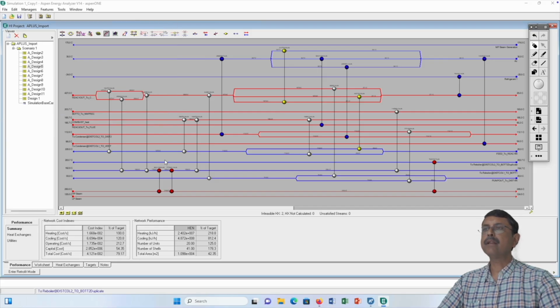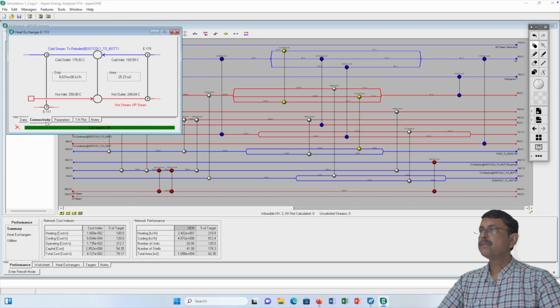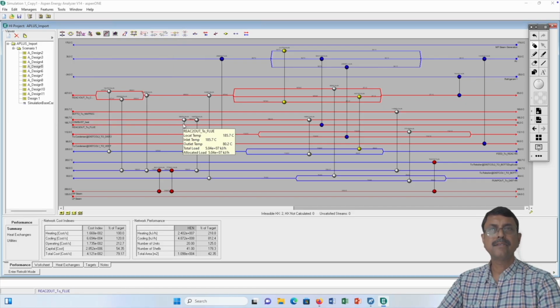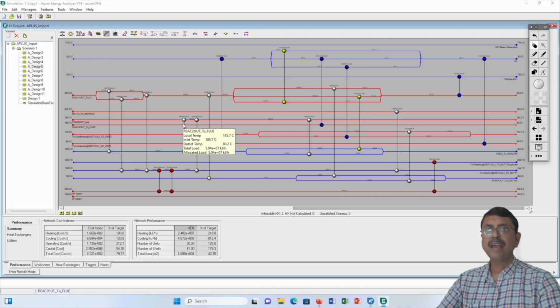So this entire calculation has been done. Each and every hot stream and cold stream point can be observed from here. So this is the connectivity of them. And area per shell, everything is good. Number of shells in series, number of parallel shell passes, LMTD, overall U. Detailed discussion is out of the scope of this one lecture, but interested learners can go through each and every design separately and work on it.